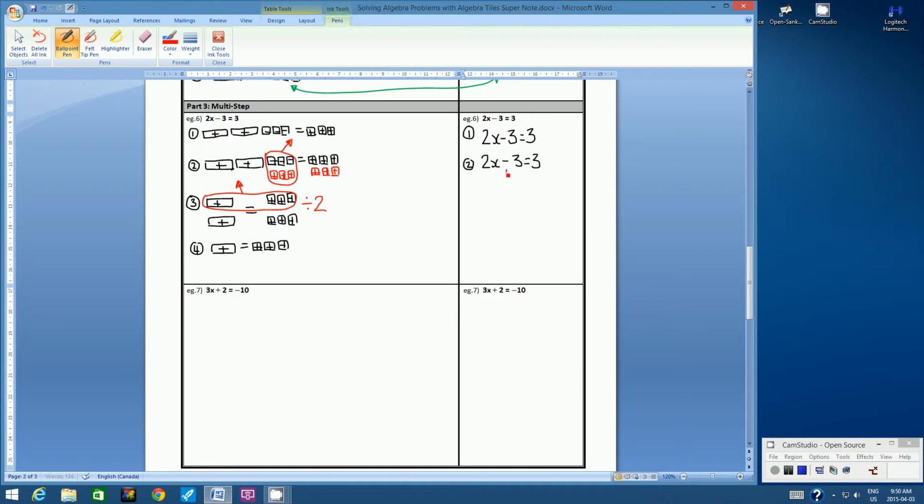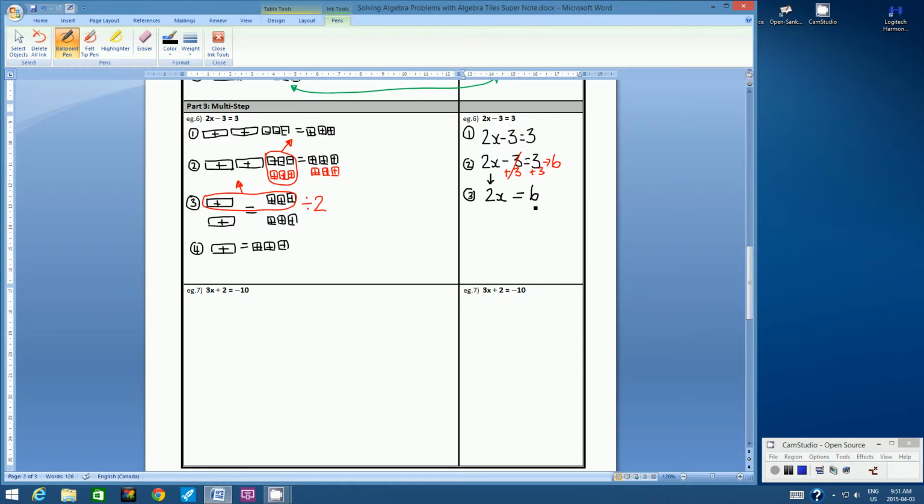Well, how do we get rid of subtract 3? We do the opposite. We add 3 on both sides. Negative 3 plus 3 cancels each other out because its net value is 0. 3 plus 3 is 6. Okay? So then in step 3, we write down what remains. We have 2x equals, remember, negative 3 plus 3 cancels each other out. 3 plus 3 is 6.